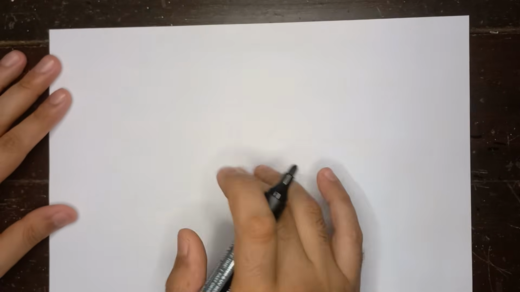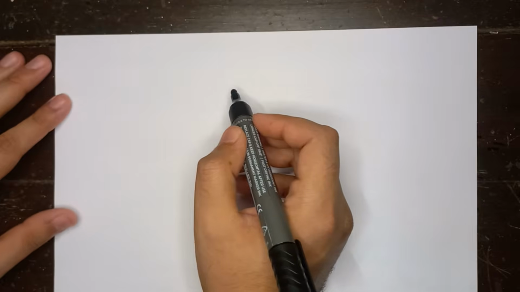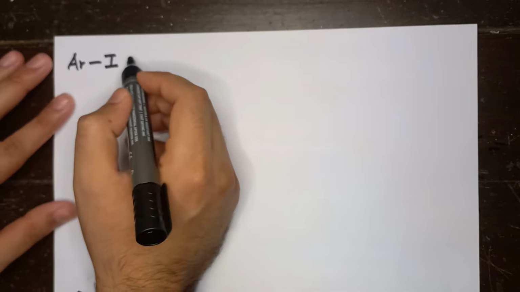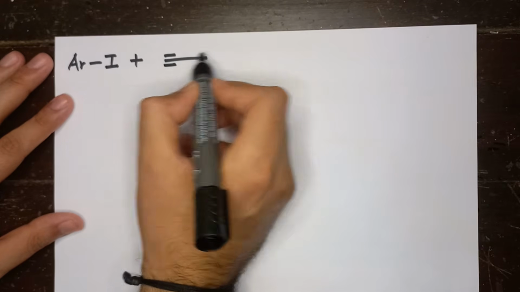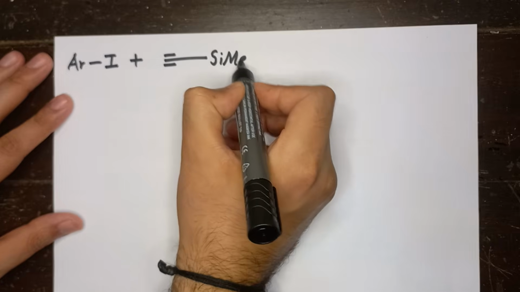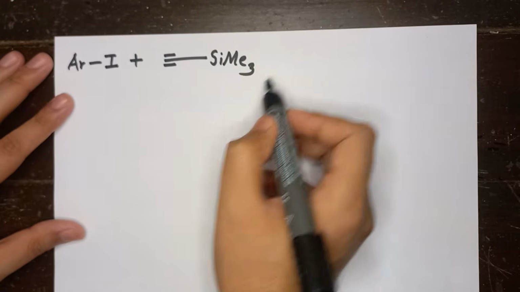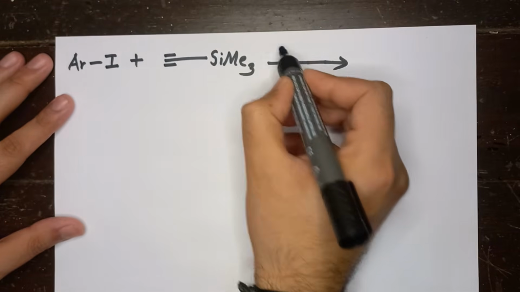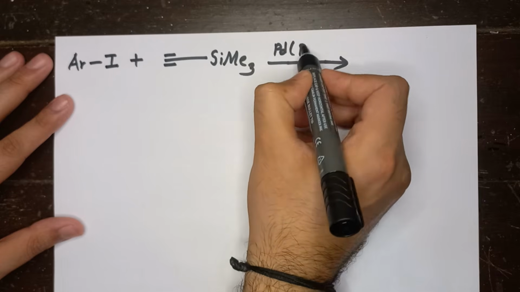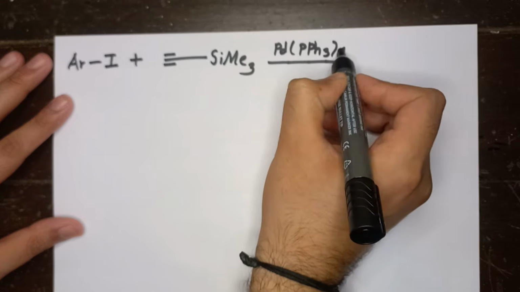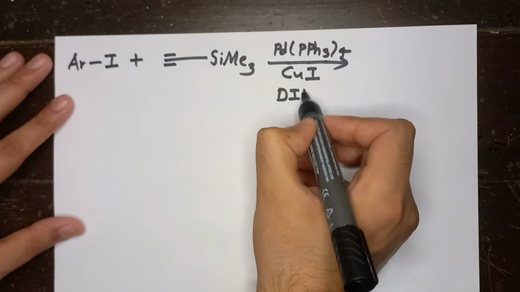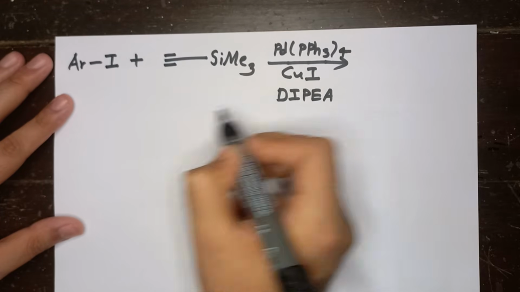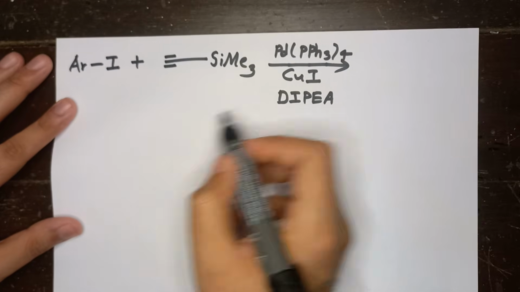Okay, so here's another question. This time I have a kind of haloalkane and we have this terminal alkyne, and we are reacting this with this palladium complex, copper iodide and DIPEA, and by using this we are getting A.